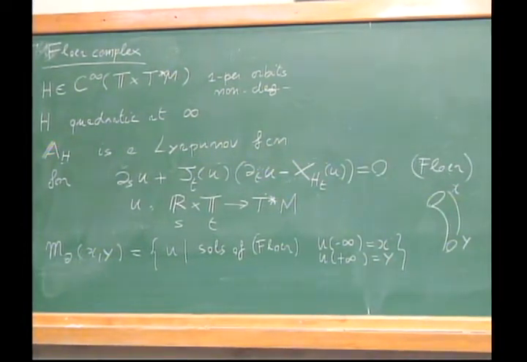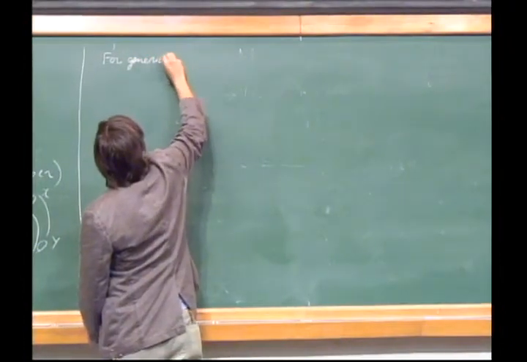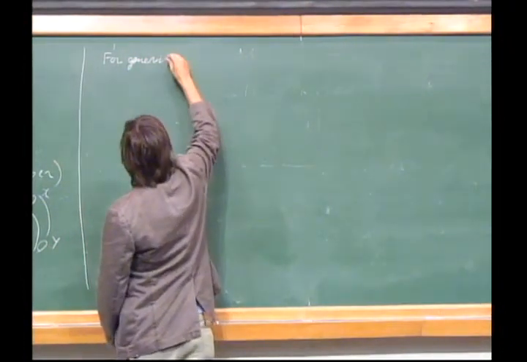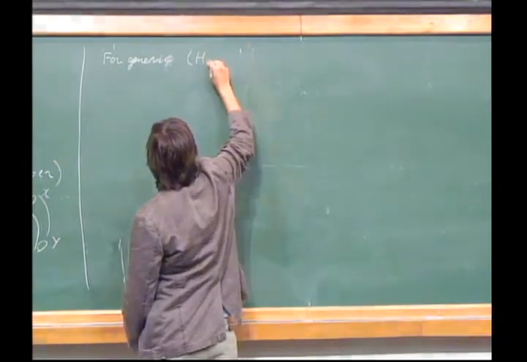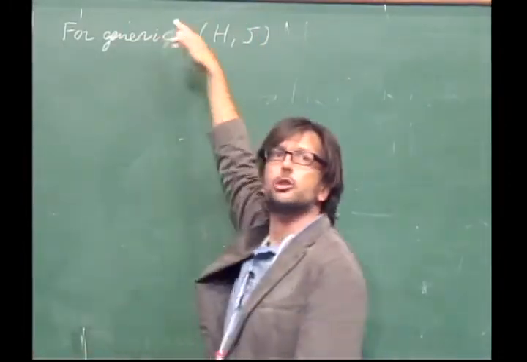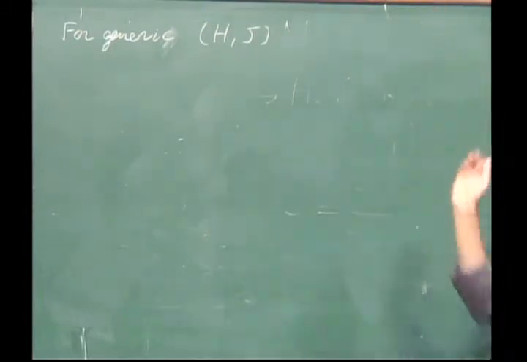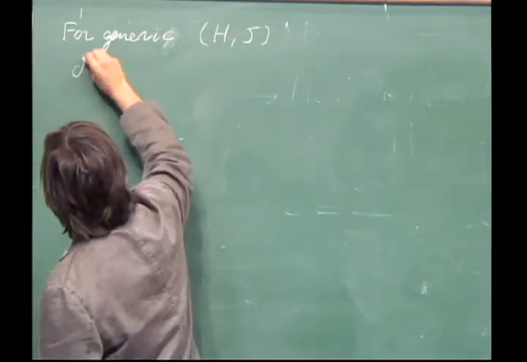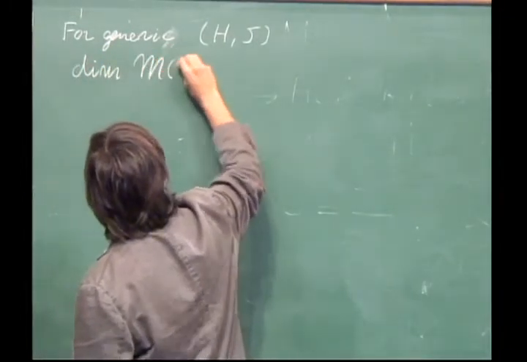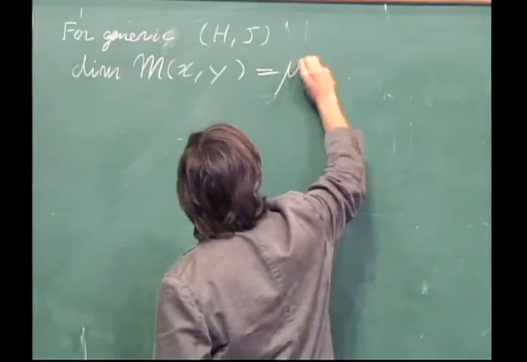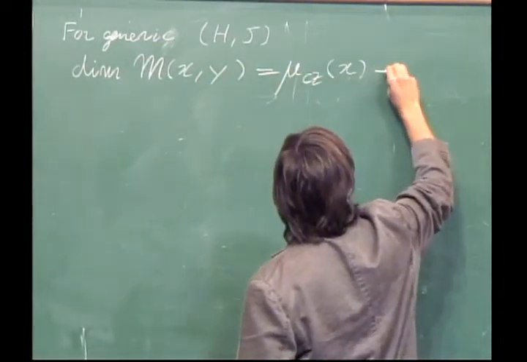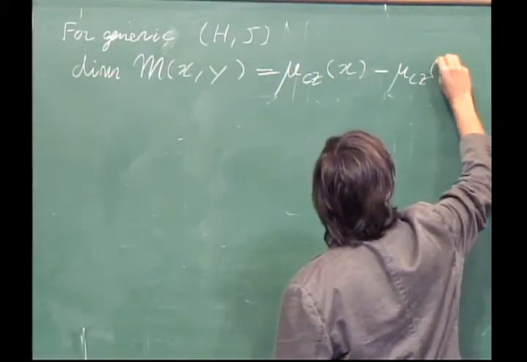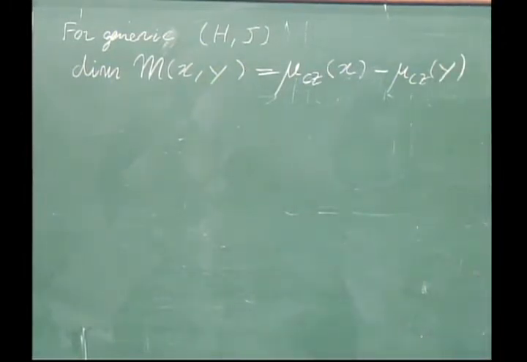And then, for generic H and J, well, I write this for generic H and J, but one can actually fix H and choose a generic J, or fix J and choose a generic H, whatever. One gets that these are actually manifolds of dimension the Conley-Zehnder index of x minus the Conley-Zehnder index of y, which I want to define.